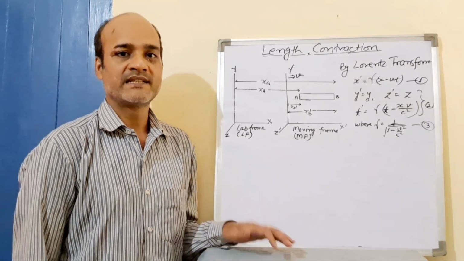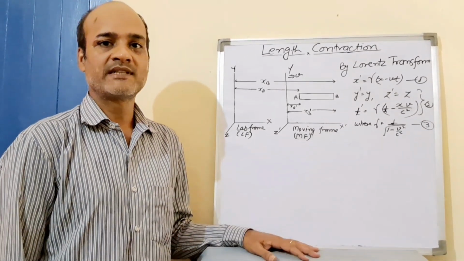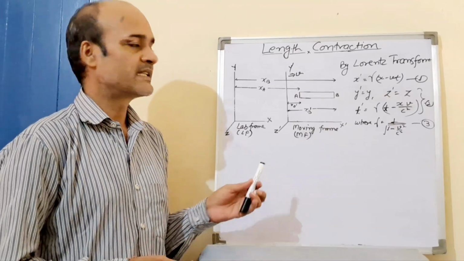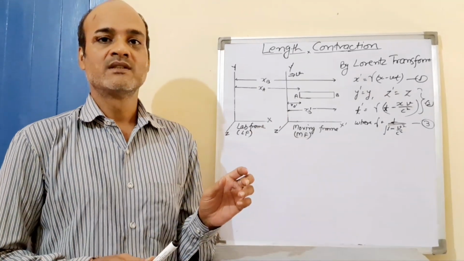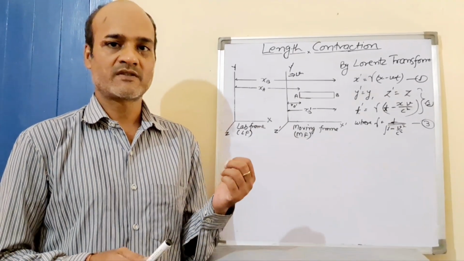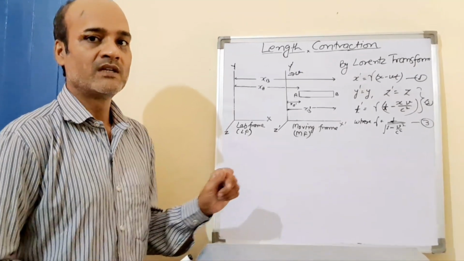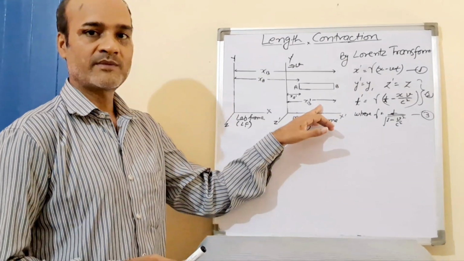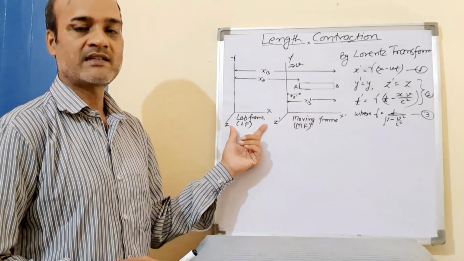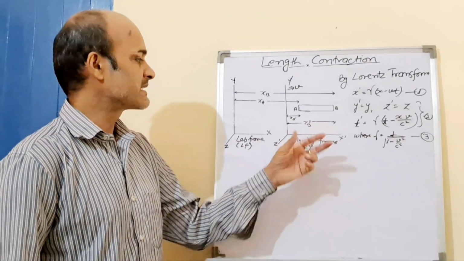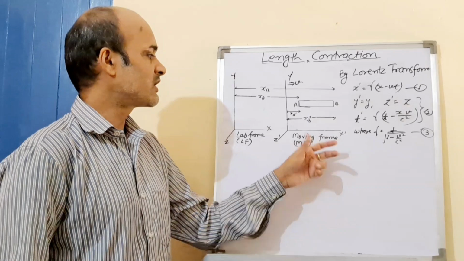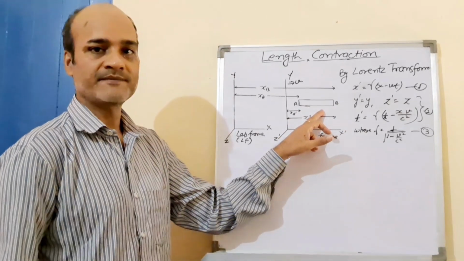My today's topic is length contraction, which is an important topic in special theory of relativity. It tells us that if an object moves close to the velocity of light, then its length becomes shorter than the original length. Now we see from the figure that we have two frames of reference. One is the lab frame, which is called the stationary frame, and the second is the moving frame. And the velocity of the moving frame and the object is v.